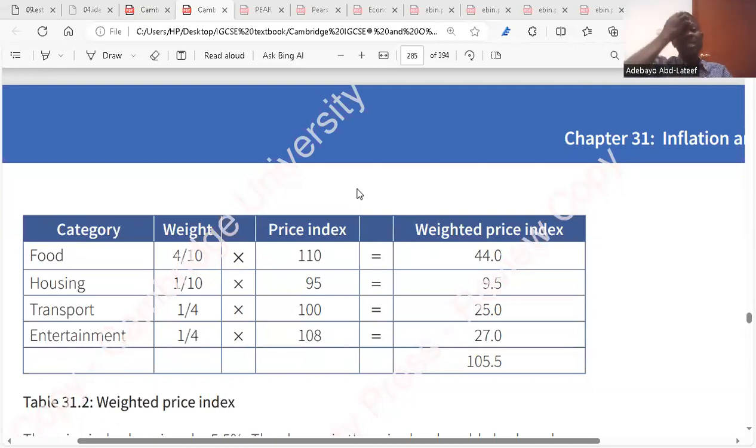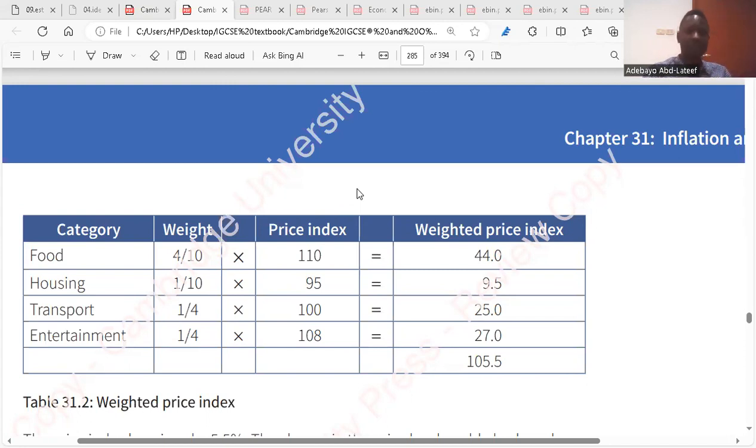When you're calculating your weighted price index with the consumer price index, what are those things you need? You need the food basket, you need the weight and the price index. The food basket is talking about the category, that means the items that we have to put into that category. Then the weight will be based on how much more they demand for that product. For example, they talked about food, which is 40% on food.